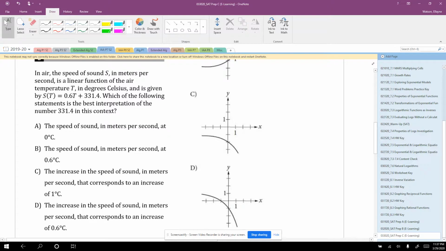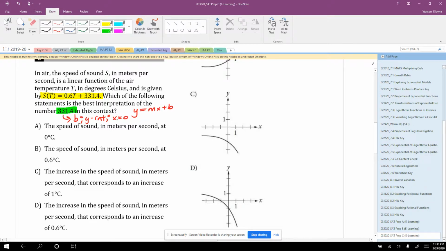So this says, in air, the speed of sound s in meters per second is a linear function, so that's key, it's linear, of the air temperature T in degrees Celsius and is given by this formula. Okay, the question is, which of the following statements is the best interpretation of the number 331.4? Okay, so a couple things here. Right away, I know that a line is in the form y equals mx plus b. Okay, so if I line that up, 331.4, that's my b, that's my y-intercept. That's when x equals 0.